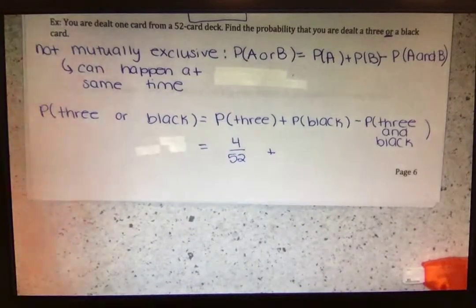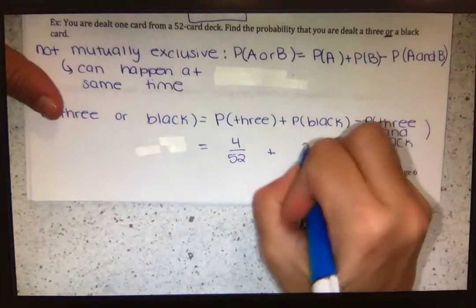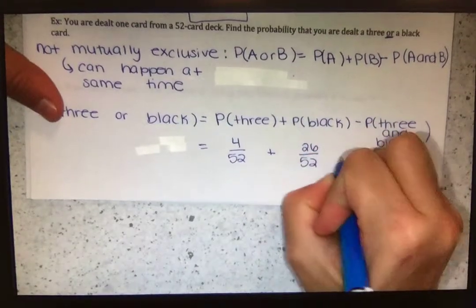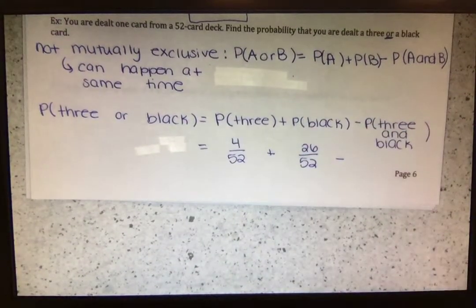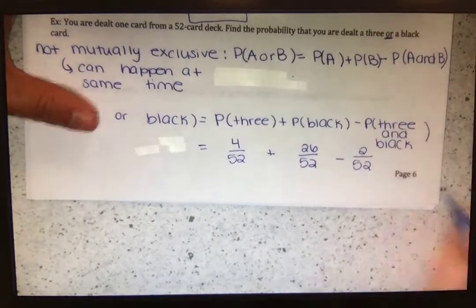How many black cards are in a deck? A lot, 26, good. They're either red or black, right? So half the deck is red, half the deck is black. So 26 out of 52 minus, here we go. Out of those 4 cards that are 3s, how many are black? 2. 2 are black, 2 are red. So 2 out of the total 52 cards.